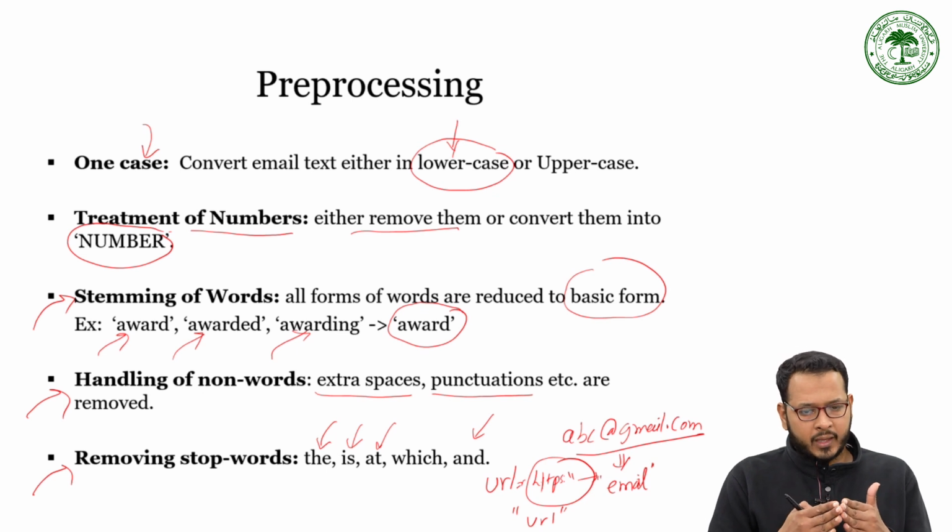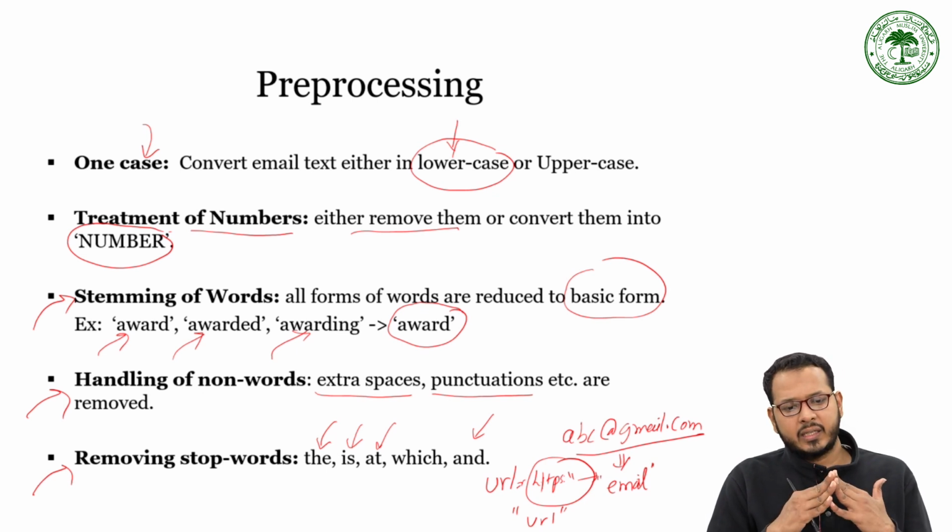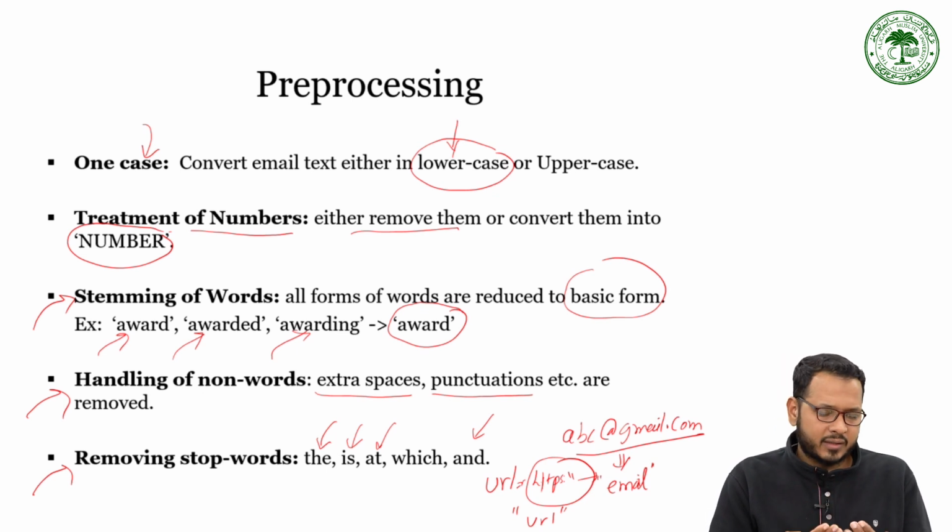So the idea is, the things that do not affect the classification task as such, either we remove them or we convert them into a common word or form, so that we can focus more on the remaining words which are there in the text.